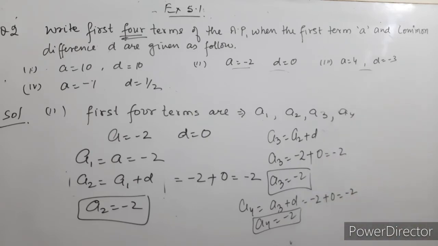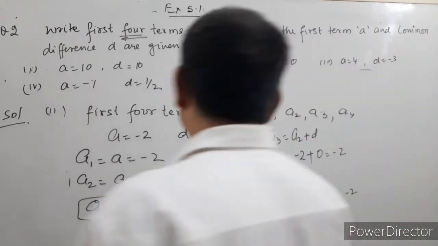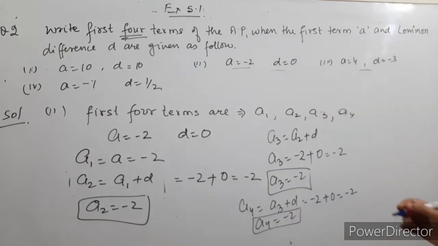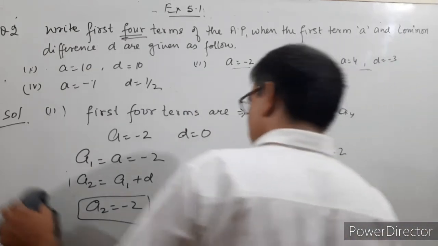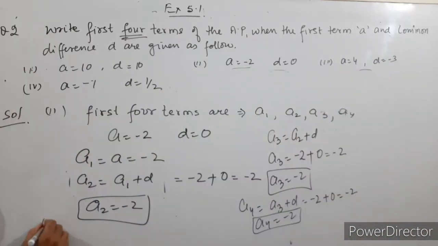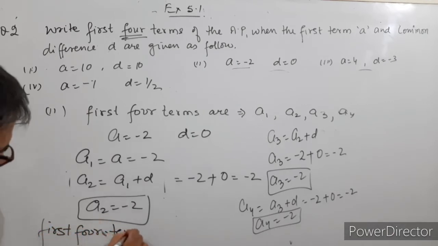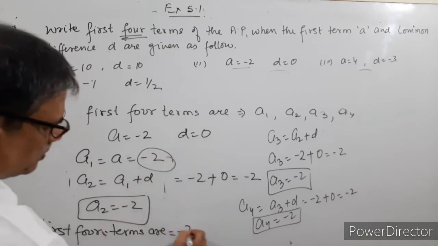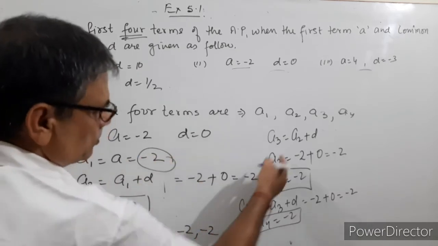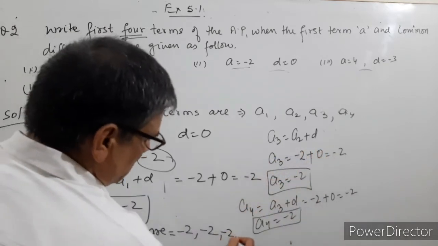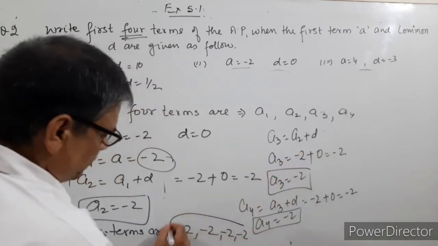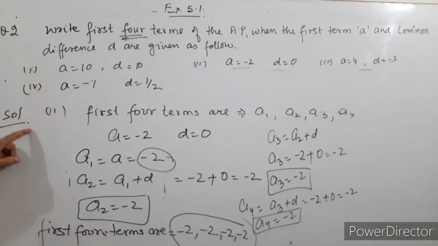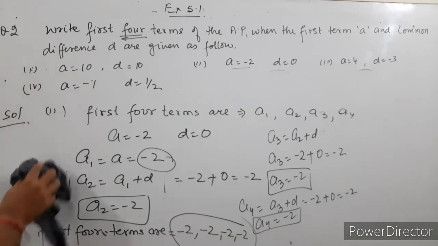Then what is the value of the first 4 terms? The first 4 terms are: A1 is minus 2, A2 minus 2, A3 minus 2, and A4 minus 2. These are the first 4 terms of the second part. Question number 2, and now move to the third part.